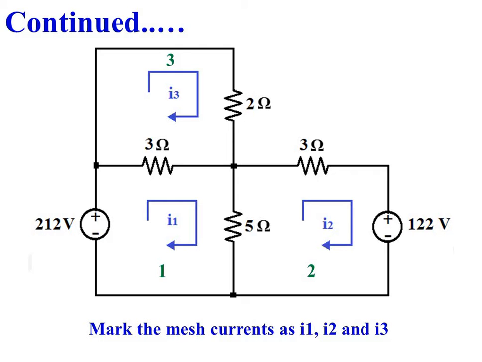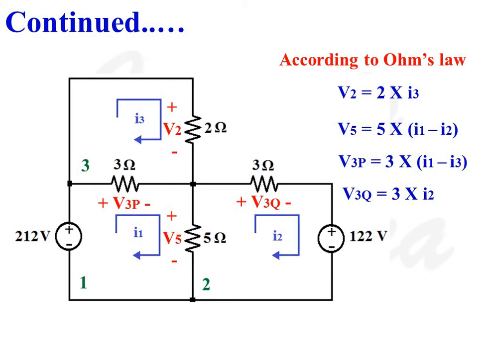As I3 is the current flow through 2 ohms resistance and I1 minus I2 is the current flow through 5 ohms resistor. According to Ohm's law, we can write V2 is equal to 2 into I3, V5 is equal to 5 into (I1 minus I2), V3P is equal to 3 into (I1 minus I3) and V3Q is equal to 3 into I2.